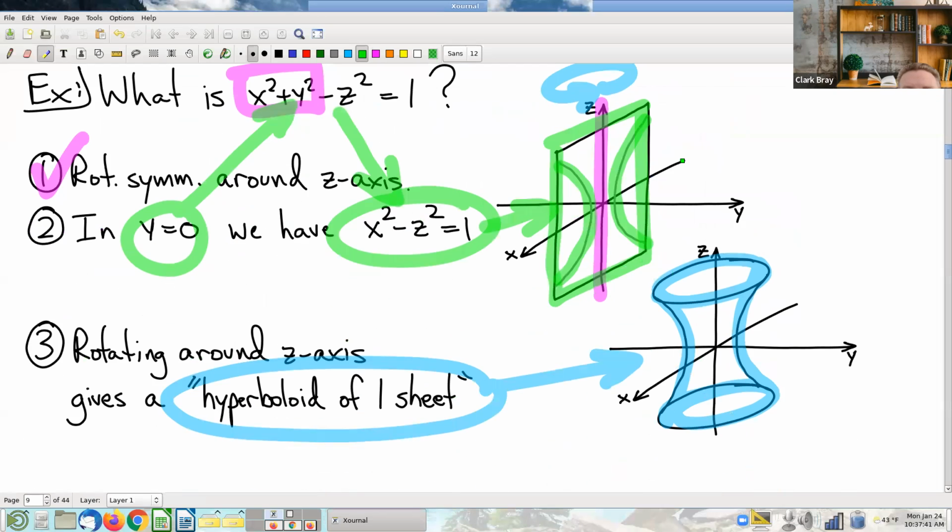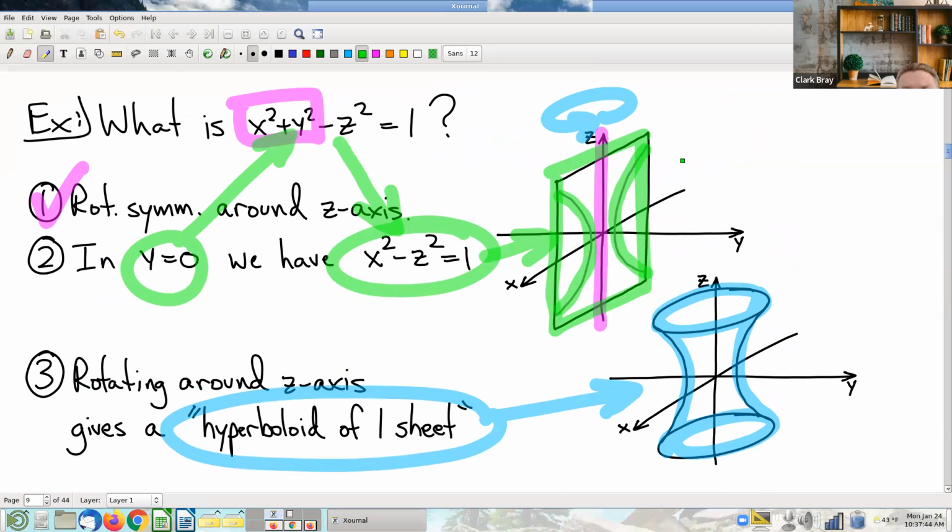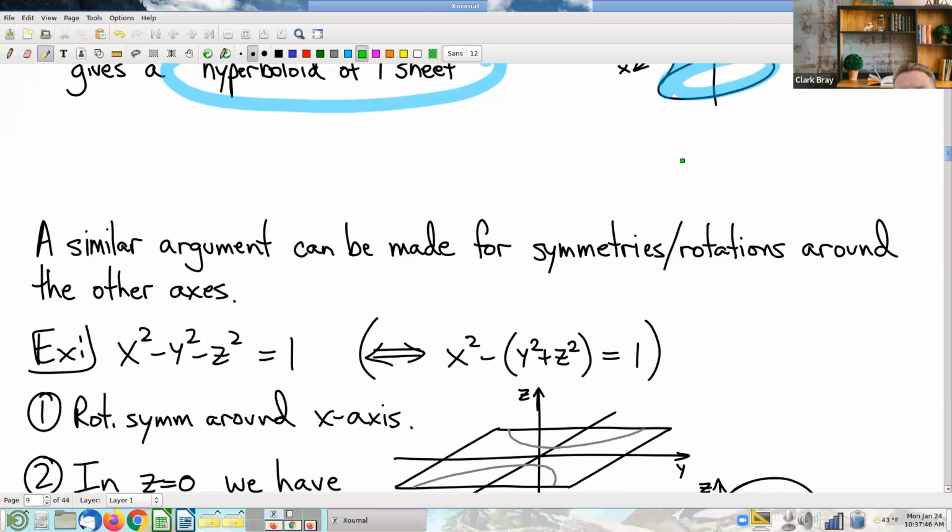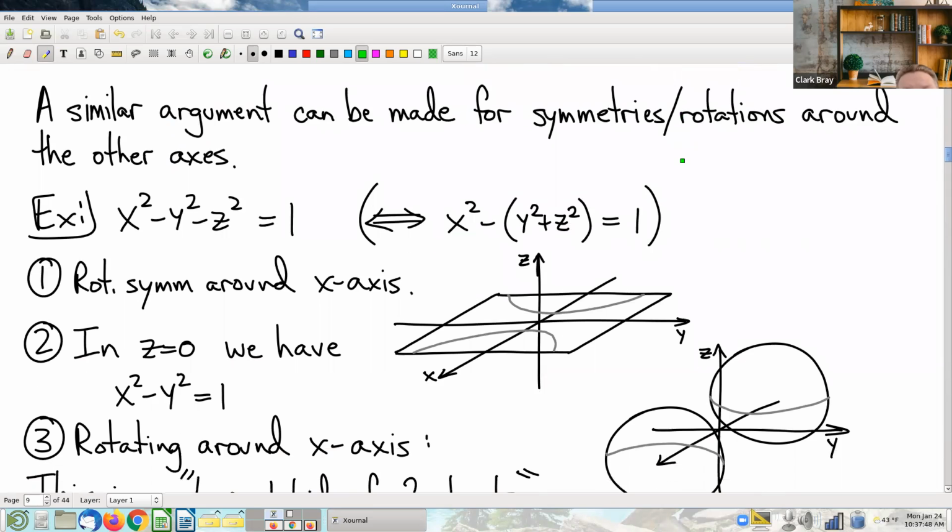All right. Really valuable method. I wish the book spent more time on this. I think this is really nice. Okay. Now, there are analogous arguments that can be made for rotations and symmetries around other axes. And I'm going to leave those for y'all to think through on your own.